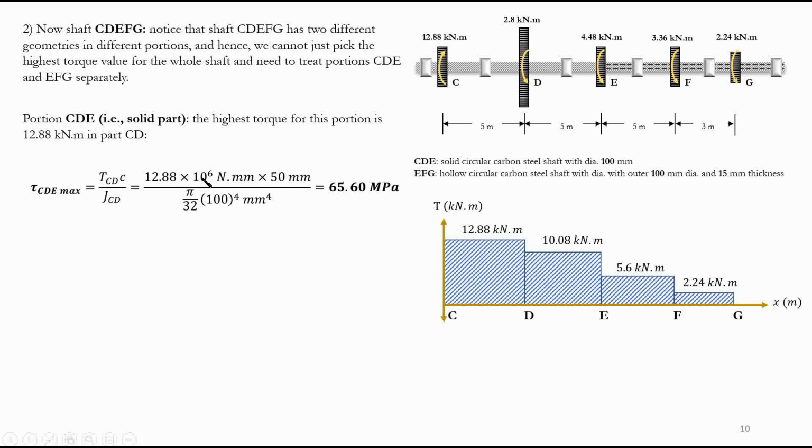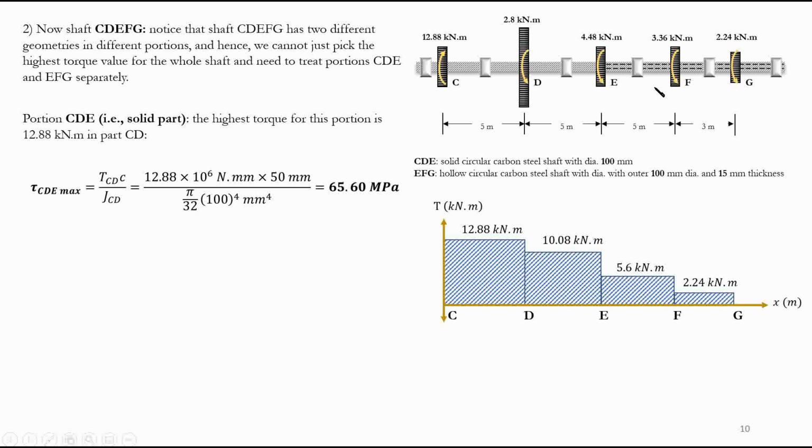So 12.88 multiplied by 10 to the power of 6 Newton millimeters, multiplied by 50 again. The diameter of the shaft in portion CDE is 100 millimeters, so the radius is 50. And it is the J value as we discussed before. We end up with this value.